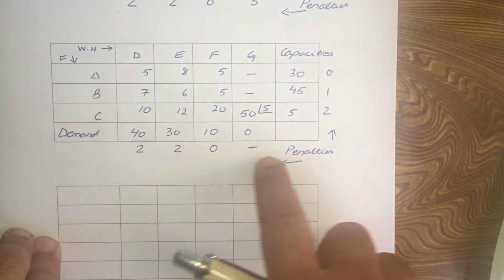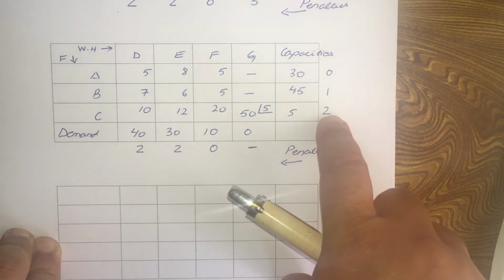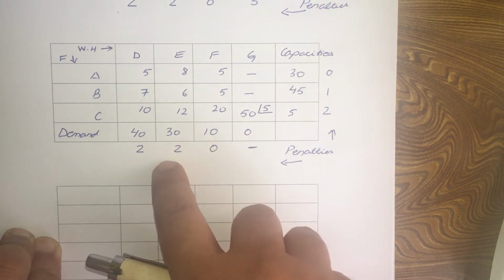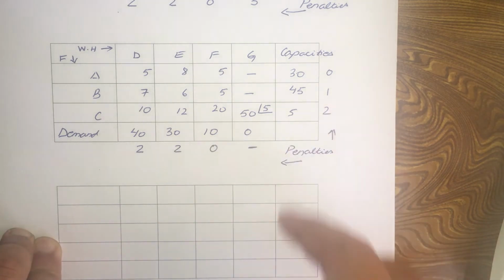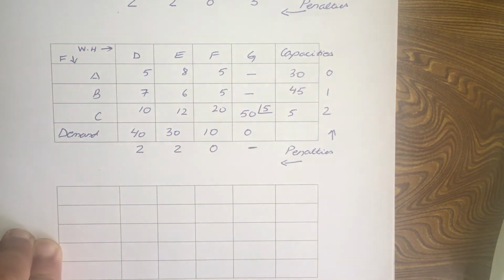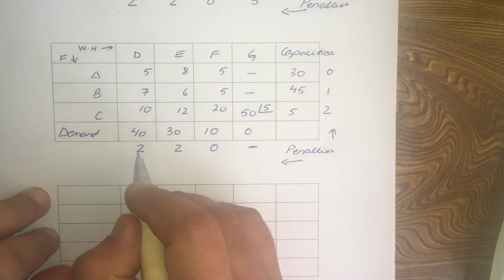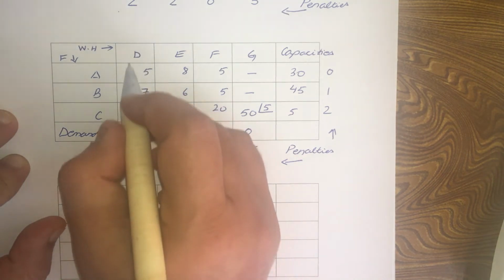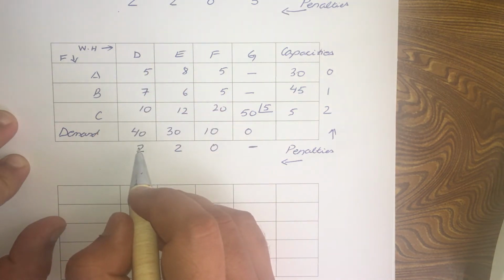Now from here, which is the highest penalty? The highest penalty is 2. Now this 2, 2 and 2. Which one do we take? You take any one. It doesn't matter. Let's say we take this here. Take this 2. Now in column D, find out the cell with the least cost.